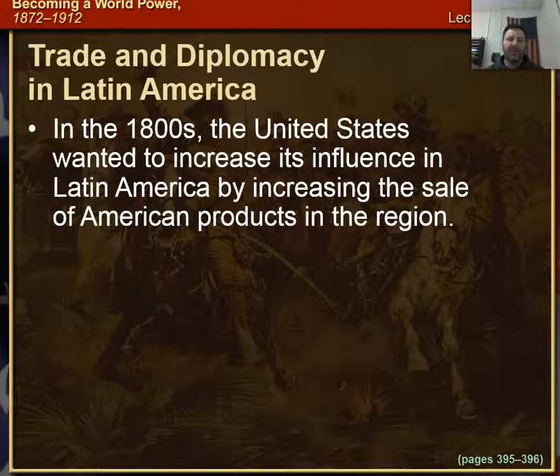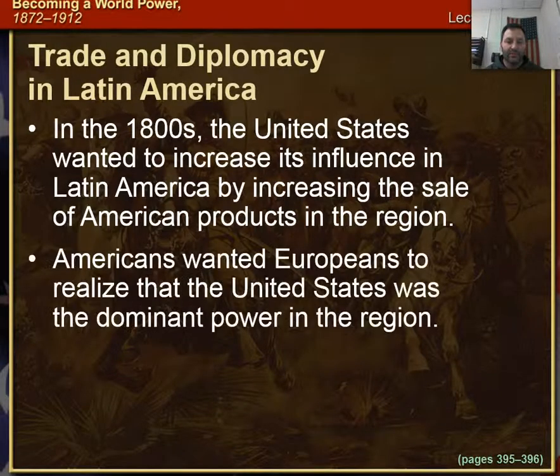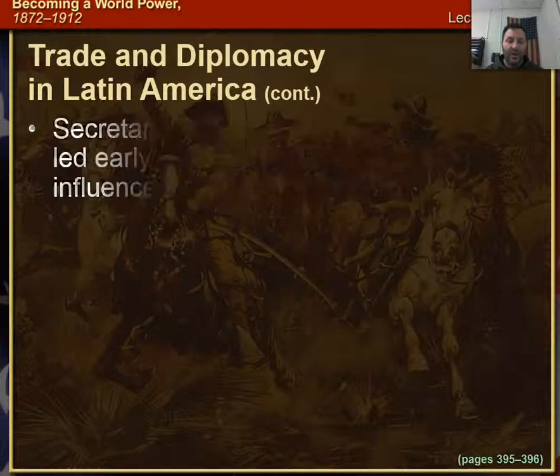Trade and diplomacy in Latin America. So we're going to shift our focus down into Latin America now. In the 1800s, the United States wanted to increase its influence in Latin America by increasing the sale of American products in the region. Americans wanted Europeans to realize that the United States was the dominant power in the region.